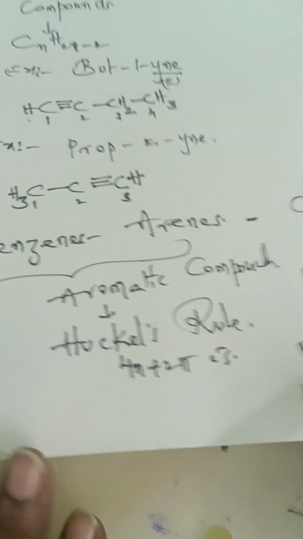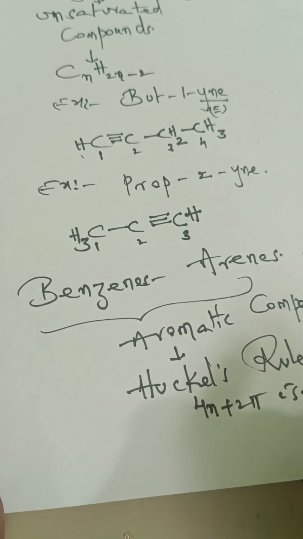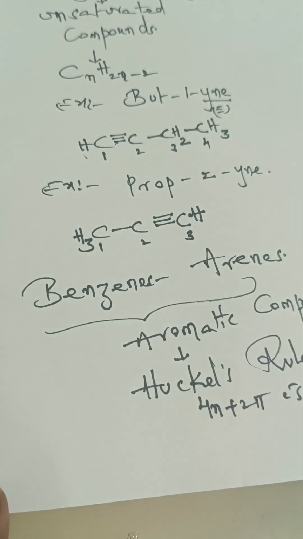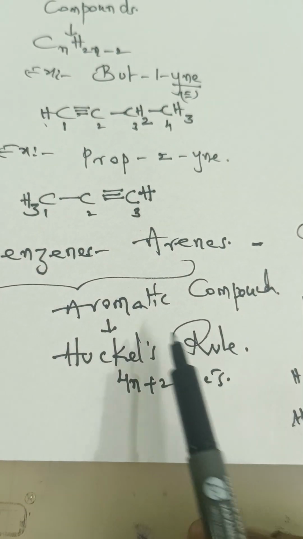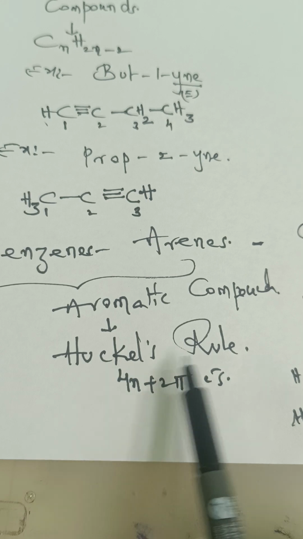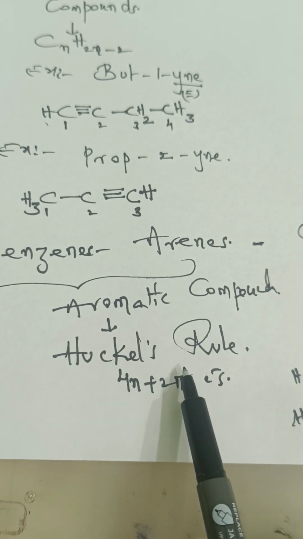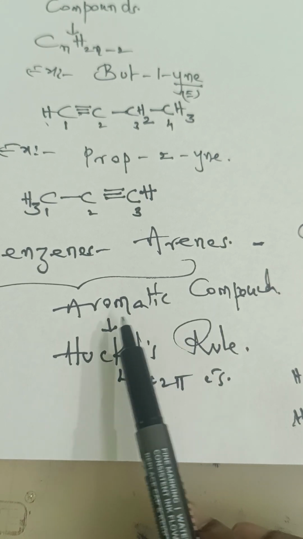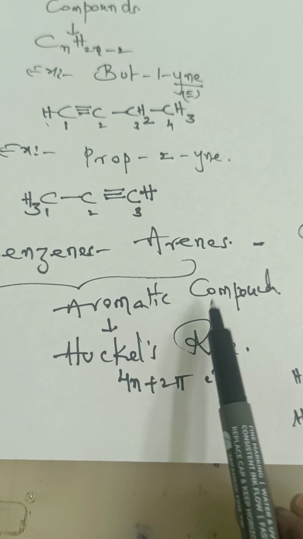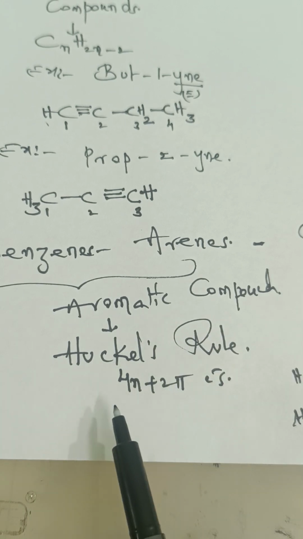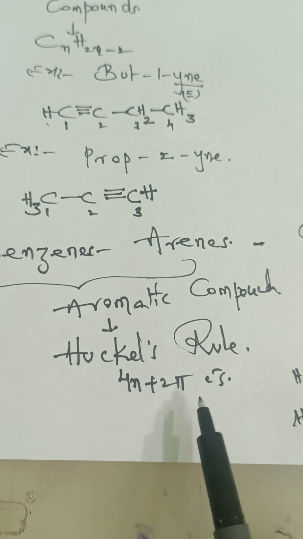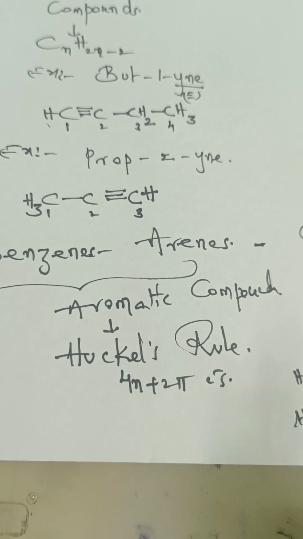Benzenes are nothing but arenes. These are aromatic compounds. Aromatic compounds are those compounds which follow Huckel's rule. So the compounds which follow Huckel's rule come under aromatic. Huckel's rule is the 4n plus 2 pi electron rule. I'll explain this in one class.